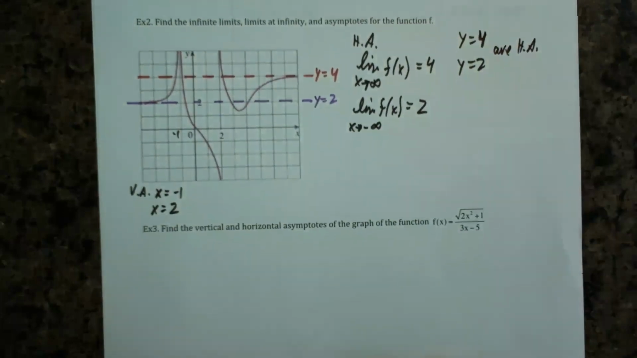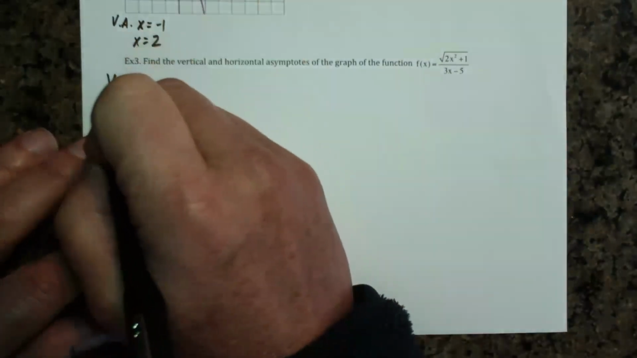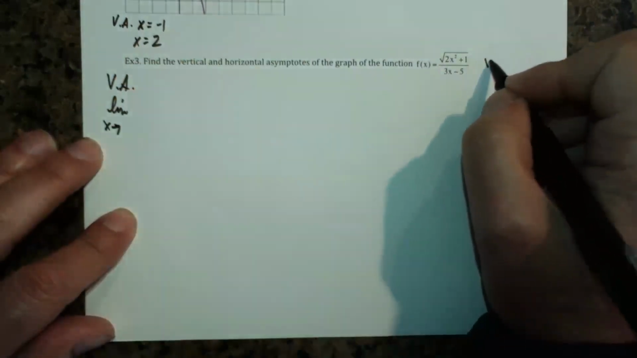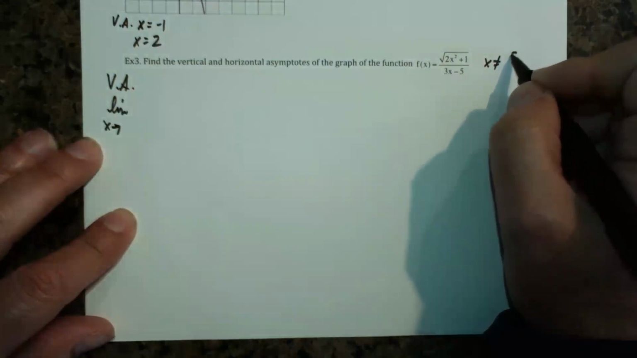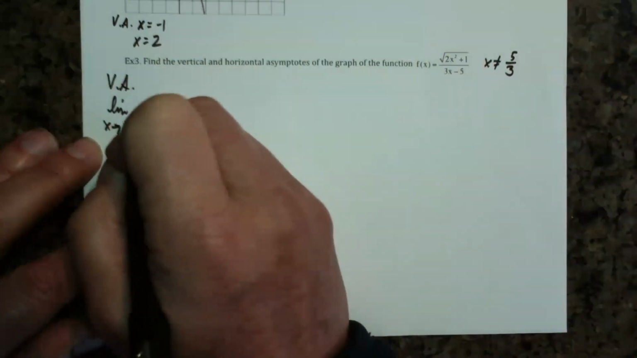All right, and for our last example, example 3, let's start out with the vertical asymptote, and I'm going to do this a little bit more officially. So for the vertical asymptote, I'm going to do the limit as x approaches, you can see x cannot equal 5/3, so that's what we're going to approach, 5/3 from the left side.